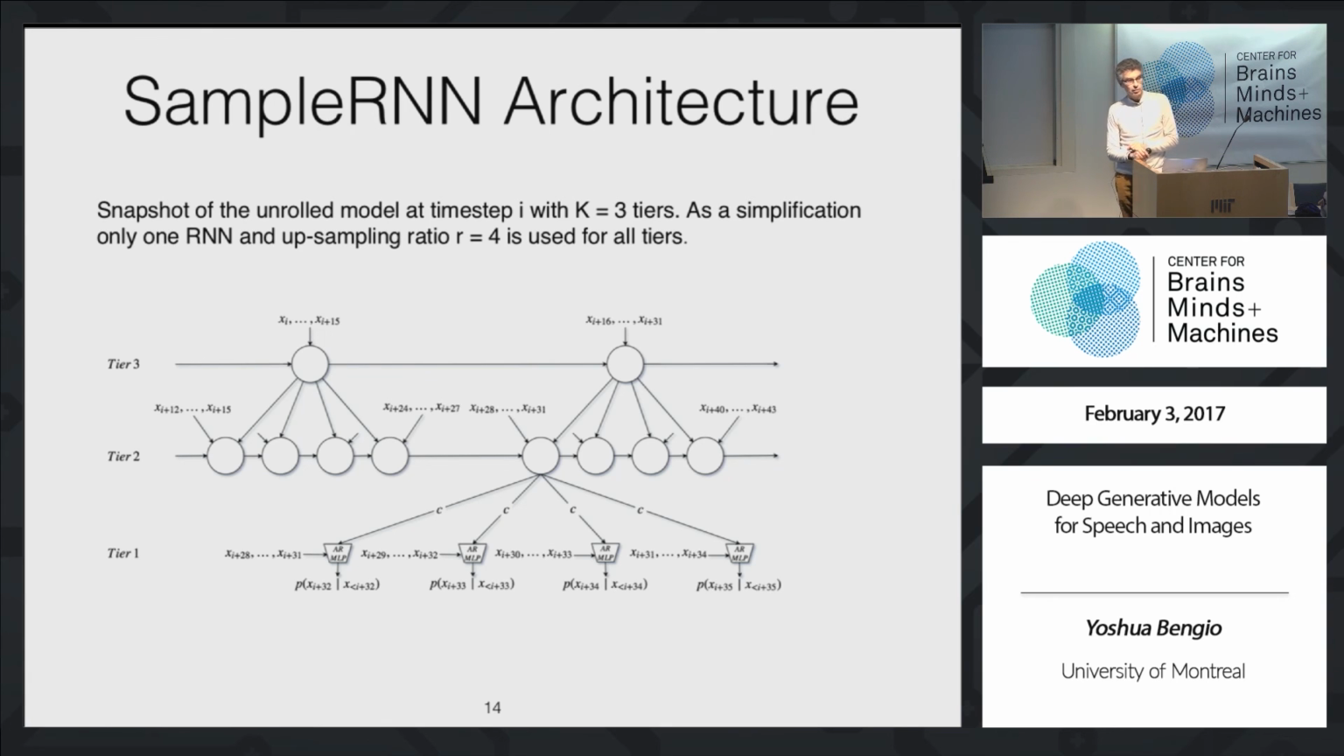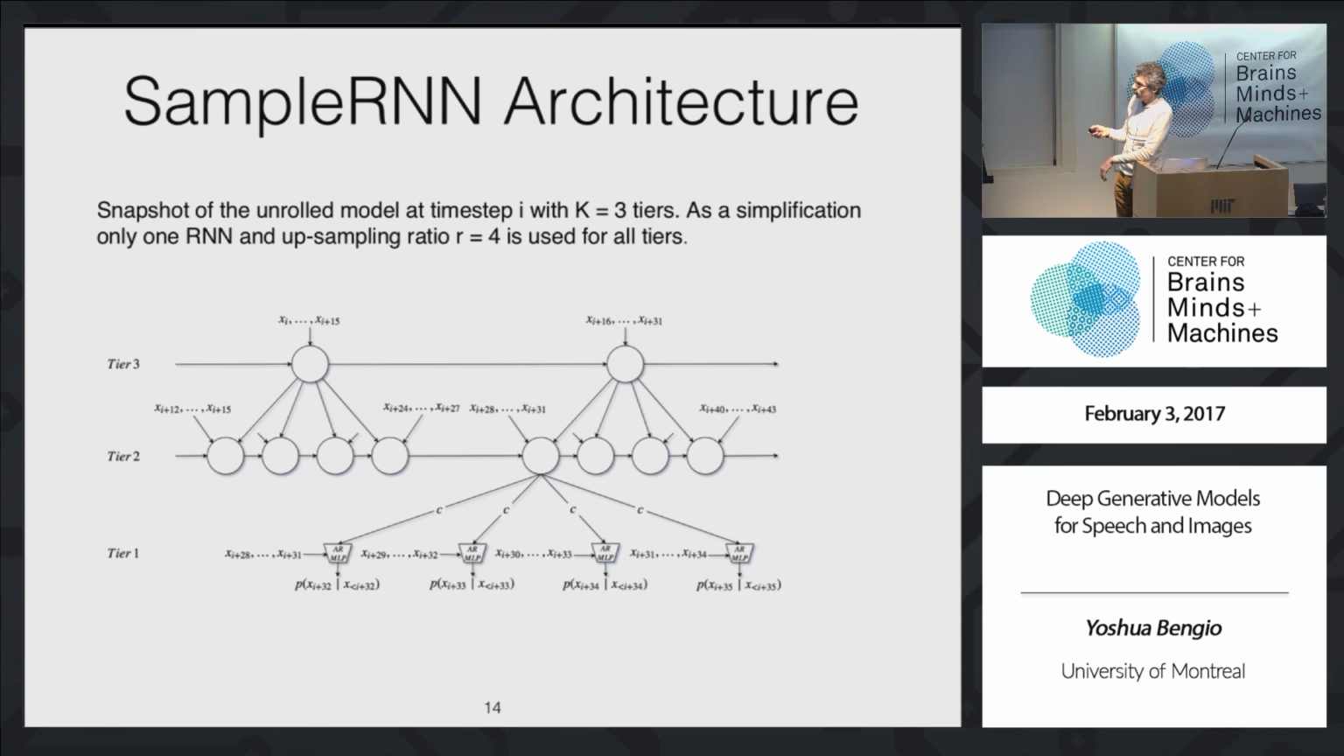We found that we got much better results if we didn't assume that the next real value was Gaussian, or even a mixture of Gaussian with a few components, but instead just made it non-parametric with, say, 256 levels or something like that.